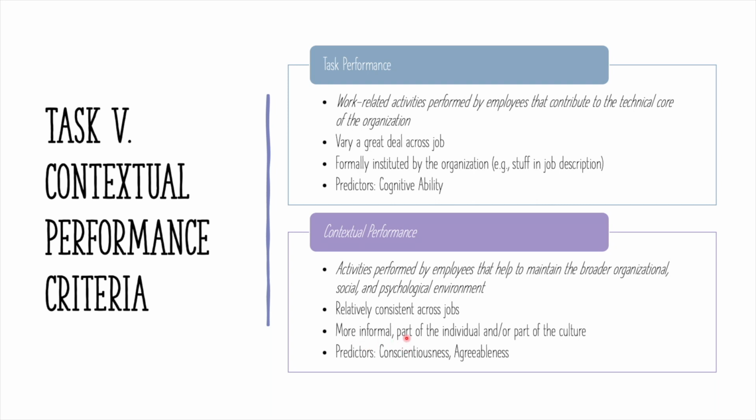As you can see here, task performance is predicted by more ability and experience factors, while the predictors here are kind of like those other characteristics, right? So how conscientious are you? How agreeable are you? Your values and beliefs and orientation towards teamwork. Those little fluffier things are going to predict contextual performance more.